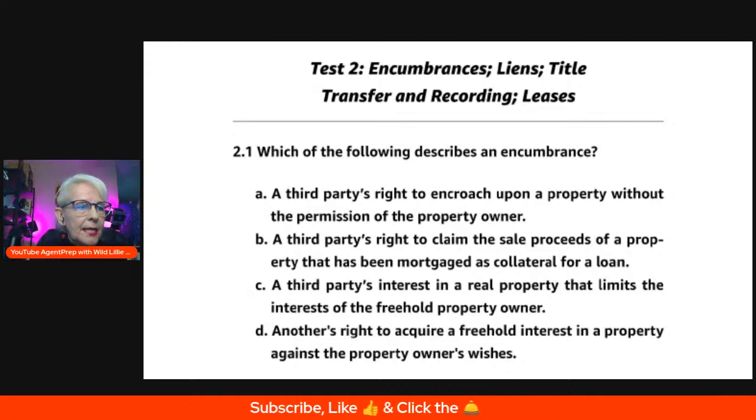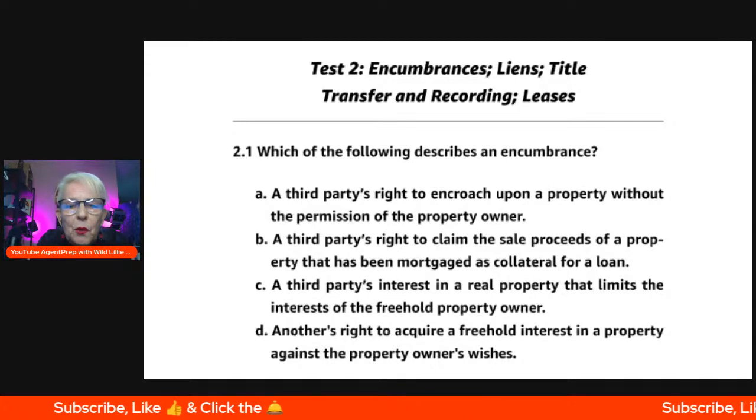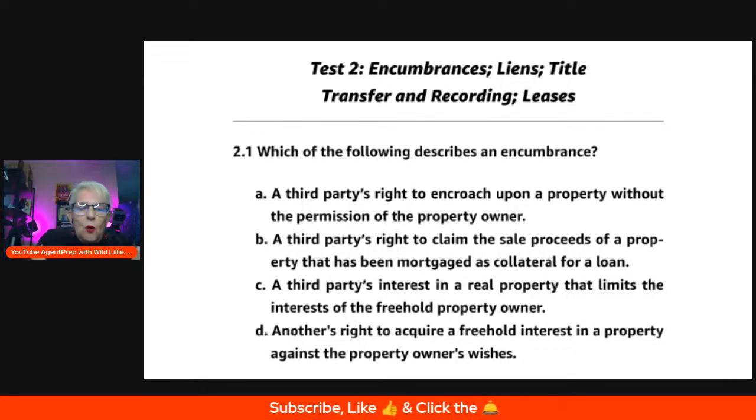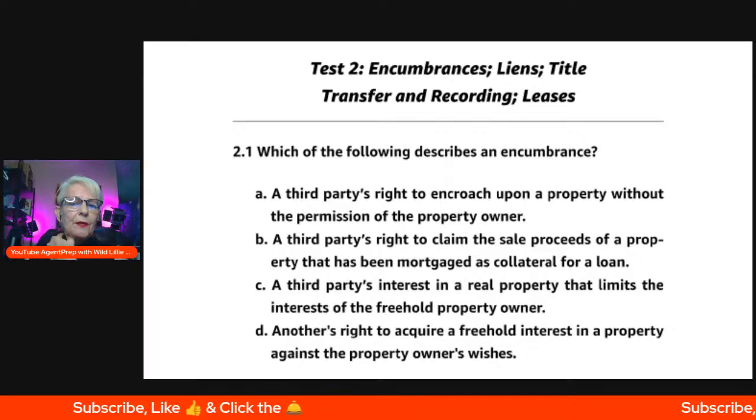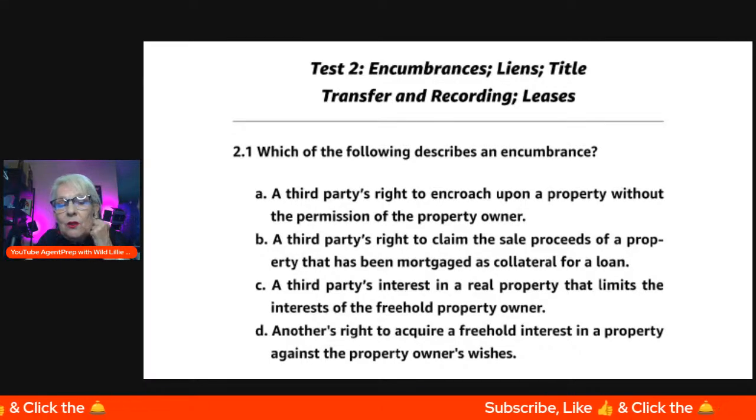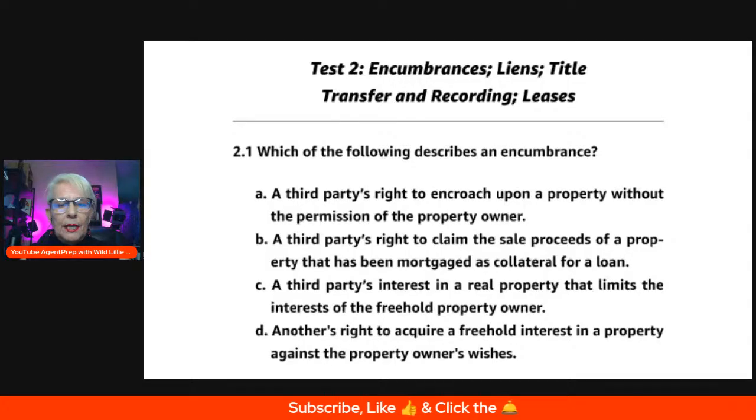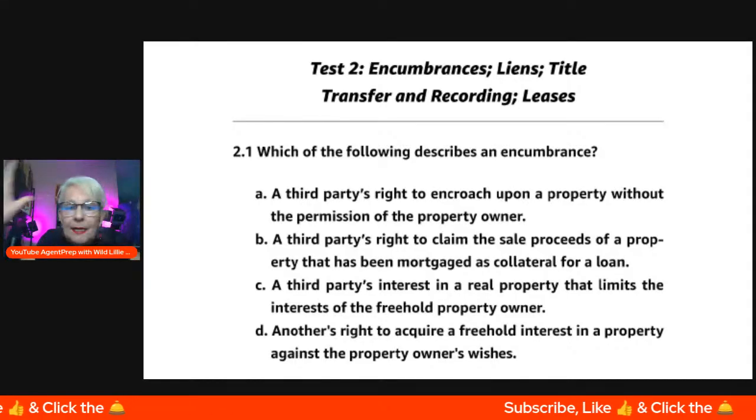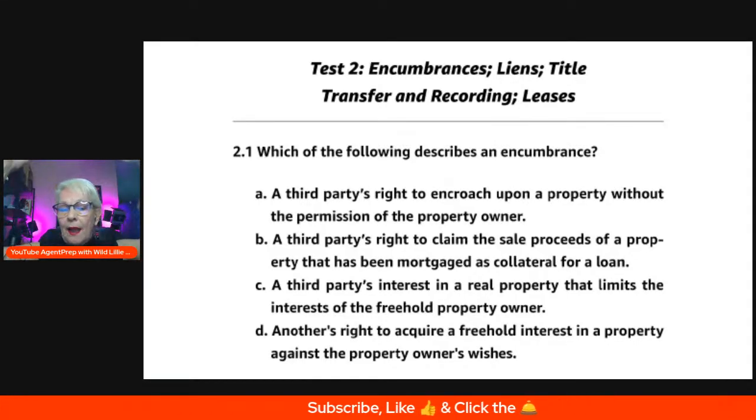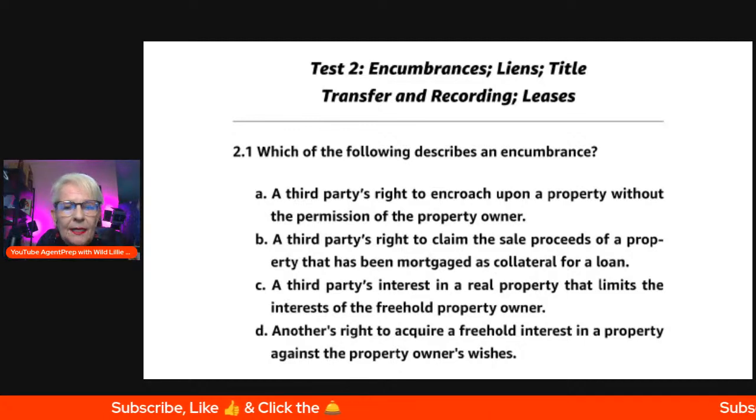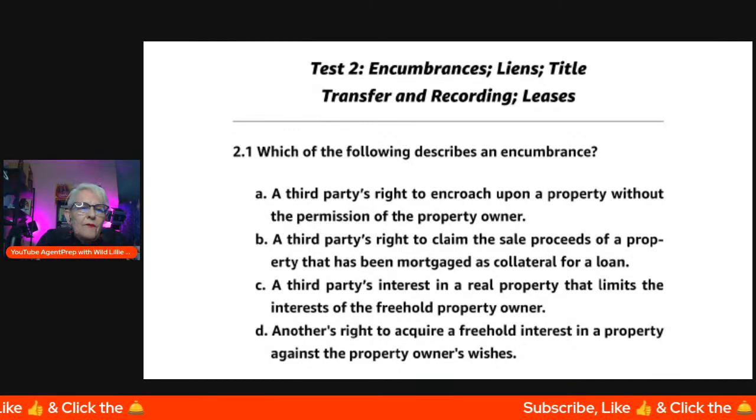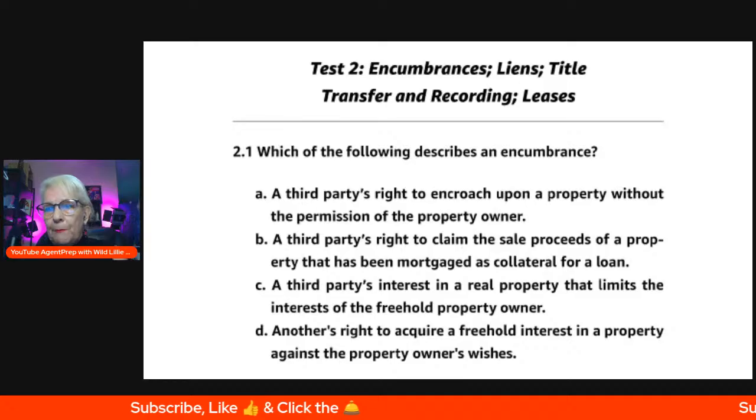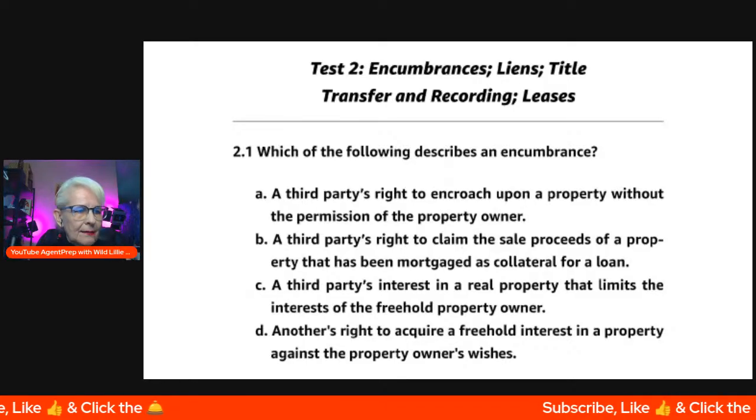The answer here is a third party's interest in the real property that limits the interest of the freehold property owner. When you're the 100% owner, you have the whole bundle of rights of freehold. So again, a third party's interest in a real property. Real property is the land and everything above it, on the surface, in the air, or underground. And it limits the interest of the freehold. So if you have a loan on it, a lien on it, or a fence or a building comes onto your property, that is interfering with the property.